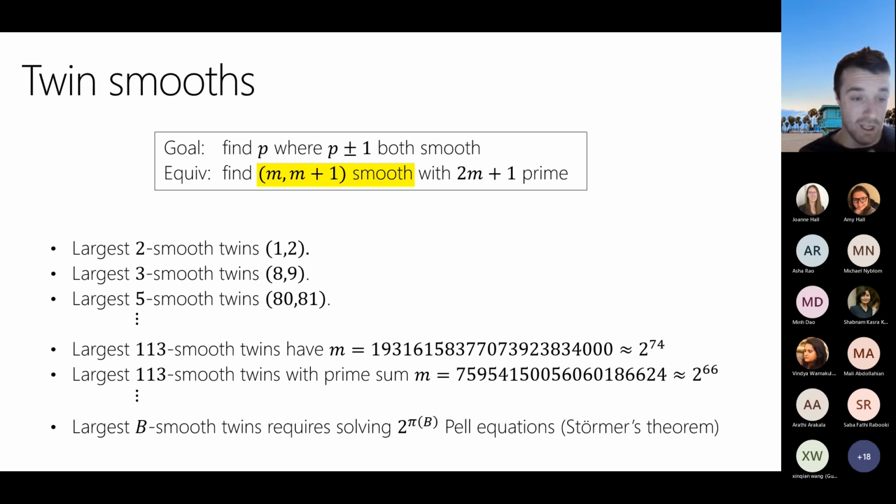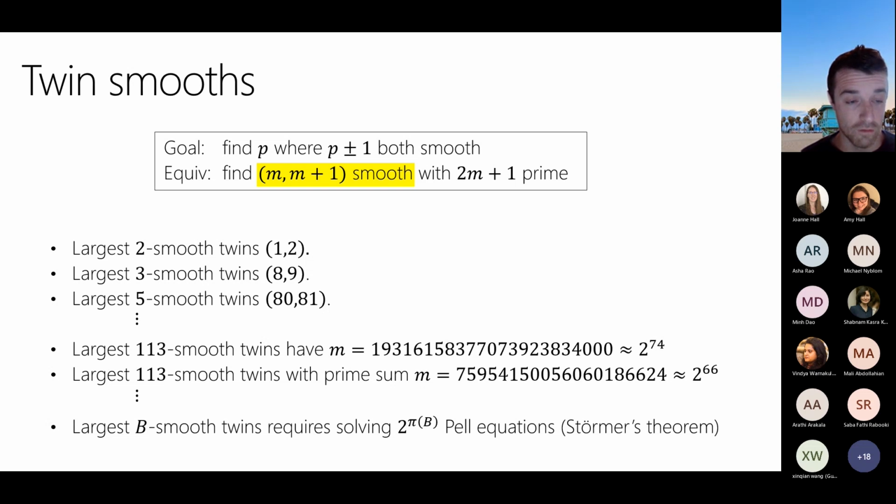And if you fix any smoothness bound B, this theorem of Stormer tells you that you can essentially find all pairs of B smooth twins if you solve 2 to the power of pi of B Pell equations. I haven't defined pi of B and I haven't defined a Pell equation, but pi of B is the number of primes up to and including B. So in the example there, the largest 113 smooth twins, 113 I think is the 30th prime. So pi of 113, or pi of B in that case, is 30.